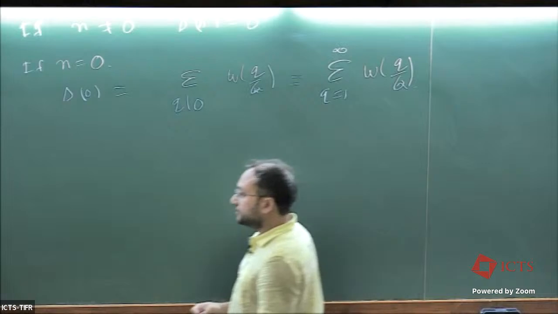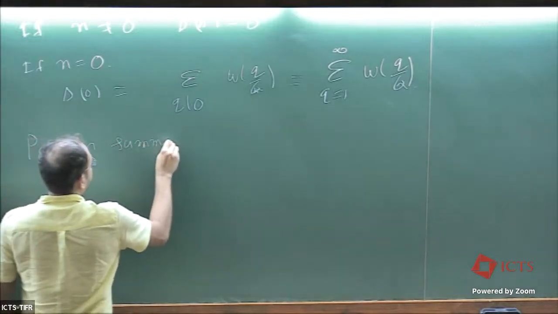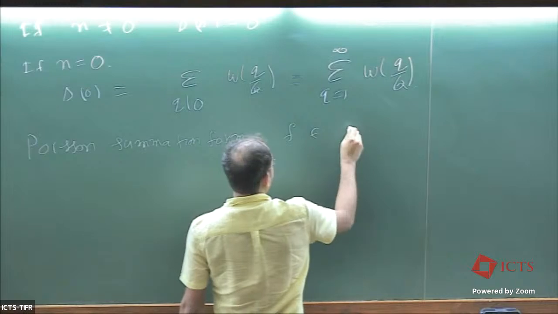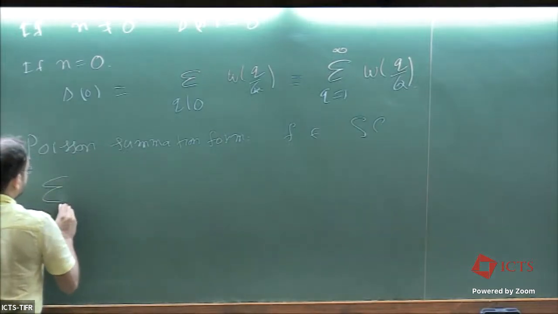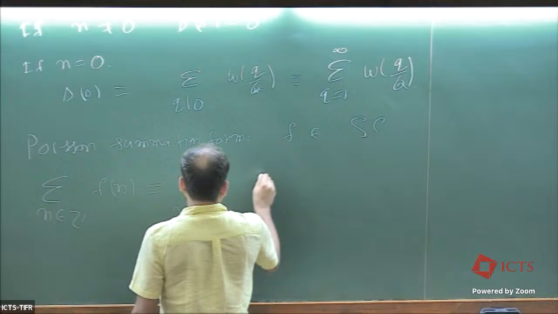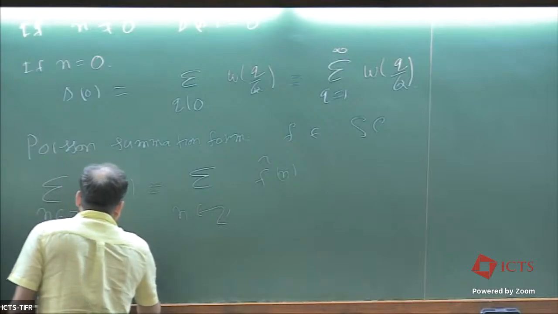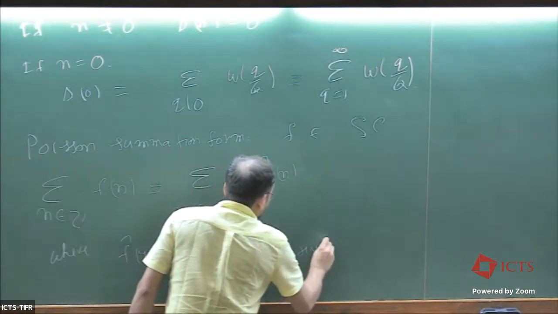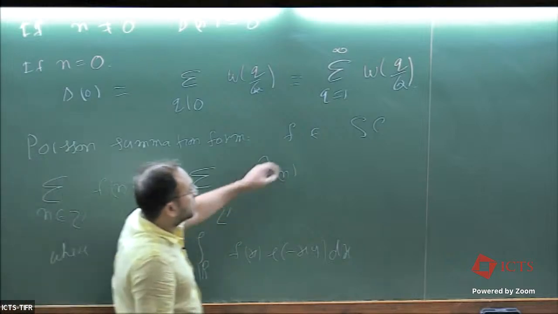Now we have the Poisson summation formula. It says that if f belongs to the Schwartz class, it is true for more general functions, but for the construction we use the Schwartz class, then summation over n belonging to Z of f of n is the same as summation over n belonging to Z of f hat of n, where f hat of y is given by the integration over R of f of x e of minus xy dx. So we apply this Poisson summation formula for this function.